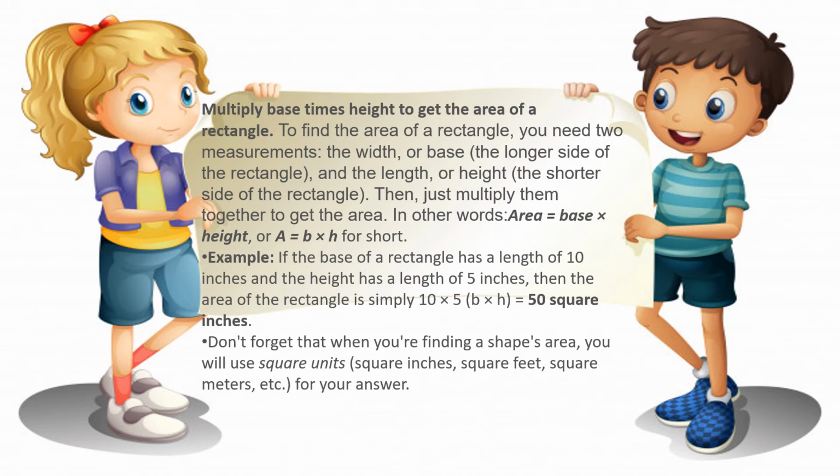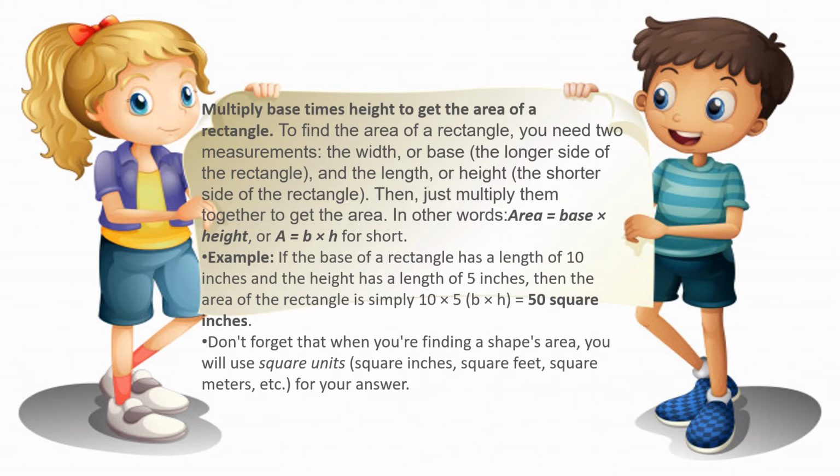You are going to multiply base times height to get the area of a rectangle. To find the area of a rectangle, you need two measurements. The width or base, the longer side of the rectangle, and the length or height, the shorter side of the rectangle. Then just multiply them together to get the area. In other words, area is equal to base times height, or A is equal to B times H for short.